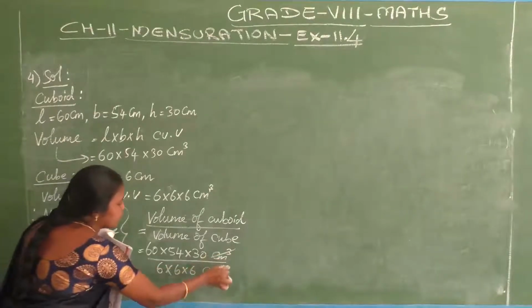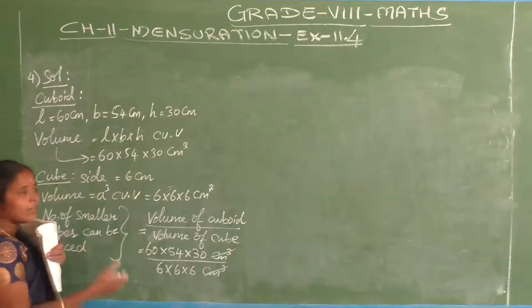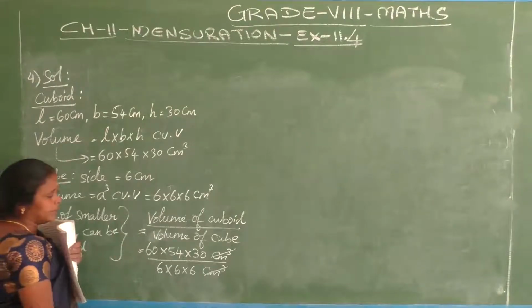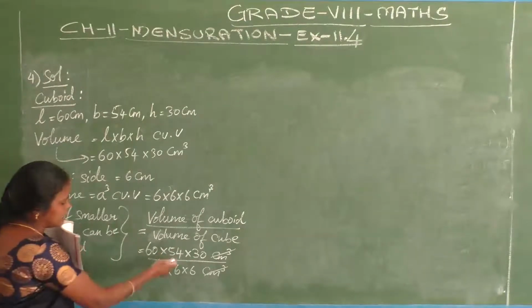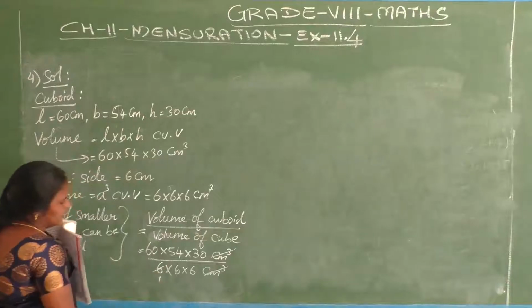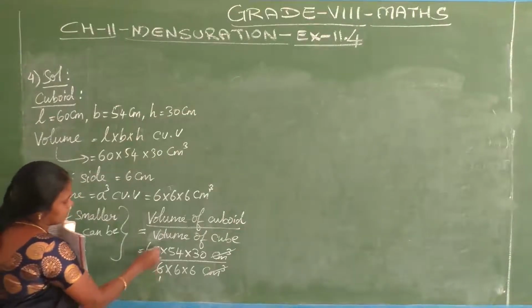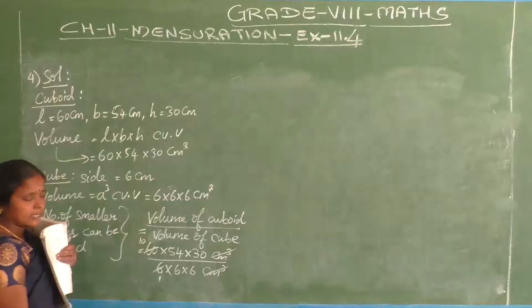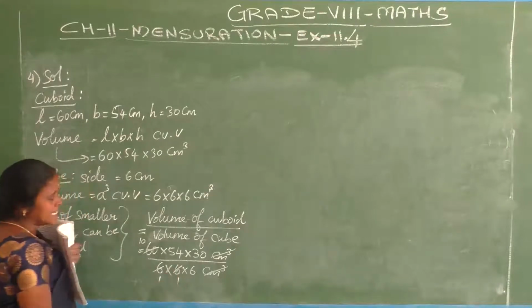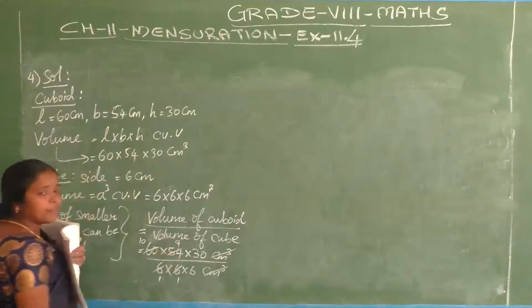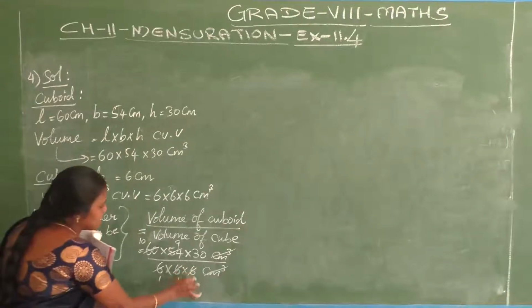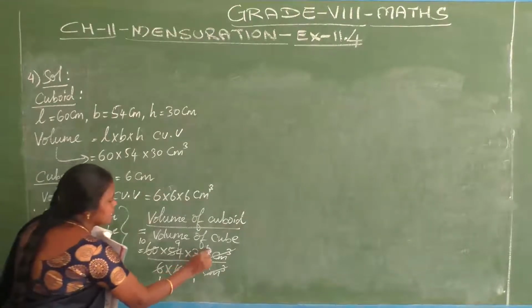So both units will be cancelled. We only require the number of cubes. So cancel both units. Simplify the 6 and 60. 1 6 is 6, 10 6s are 60. 1 6 is 6, 9 6s are 54. 1 6 is 6, 5 6s are 30.